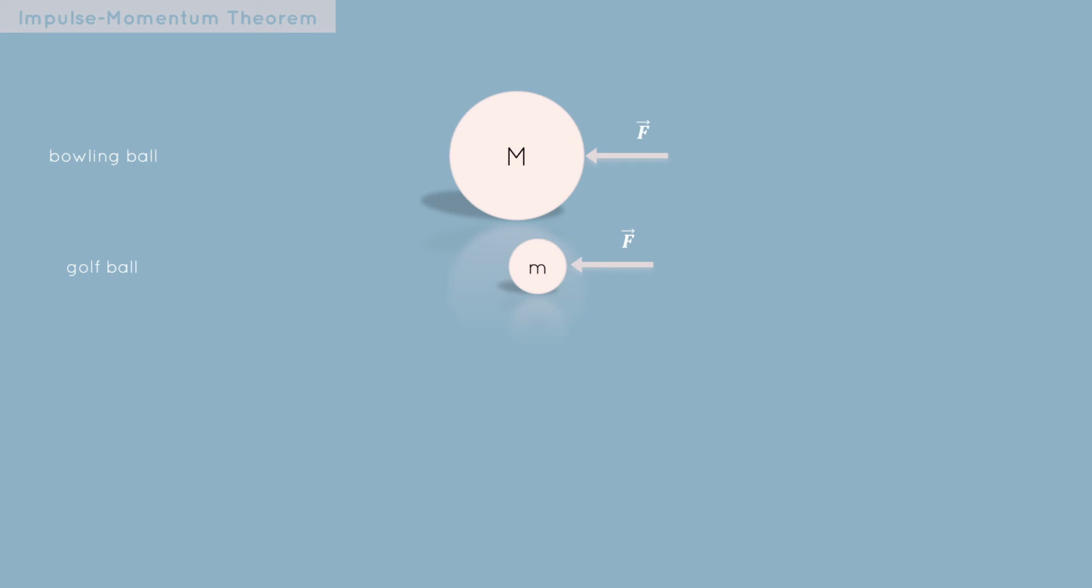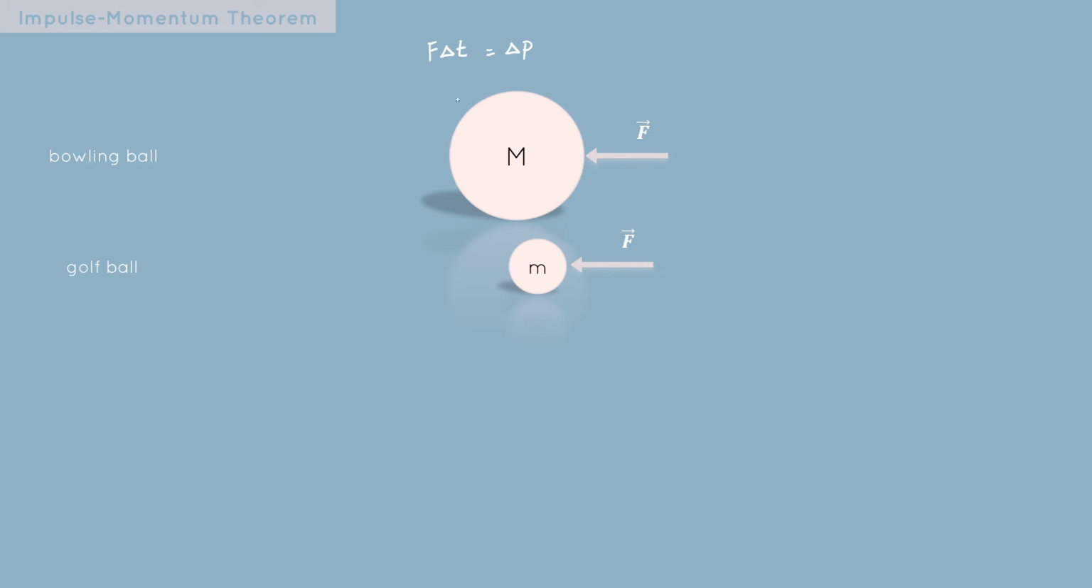Yeah, so the bowling ball should take a longer time to stop. So if we consider the impulse momentum theorem, we are applying the same force on both balls, but take note that the bowling ball requires a larger change in momentum than the golf ball.